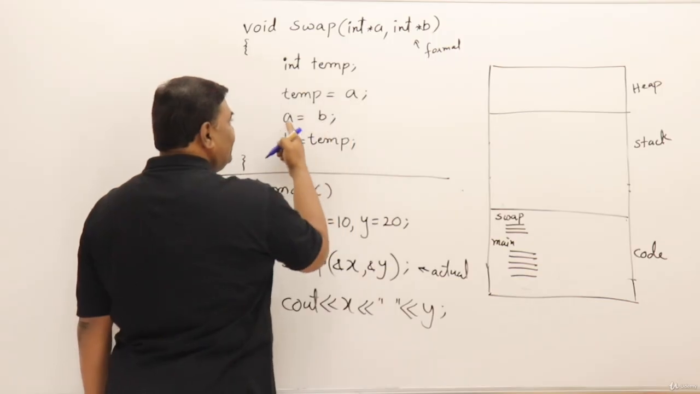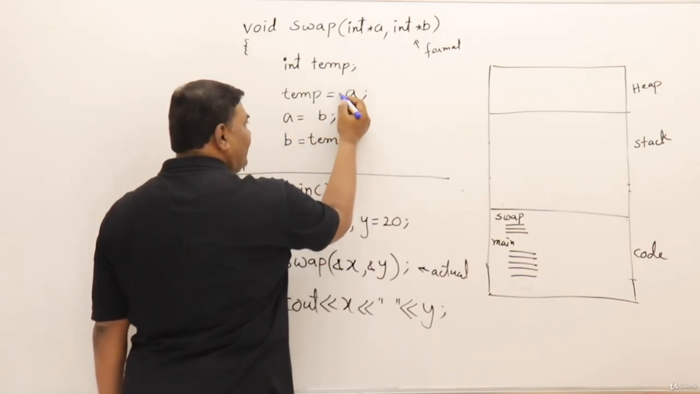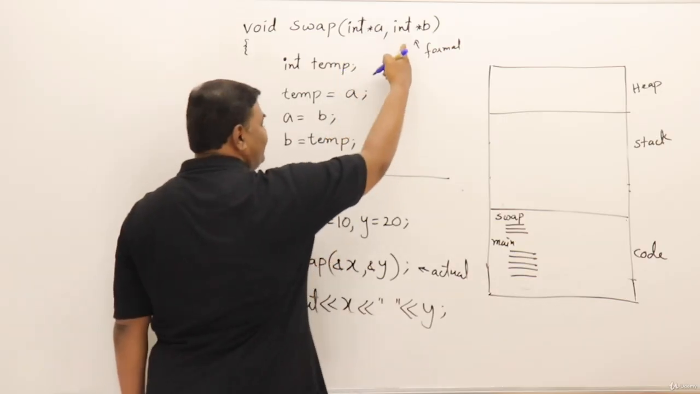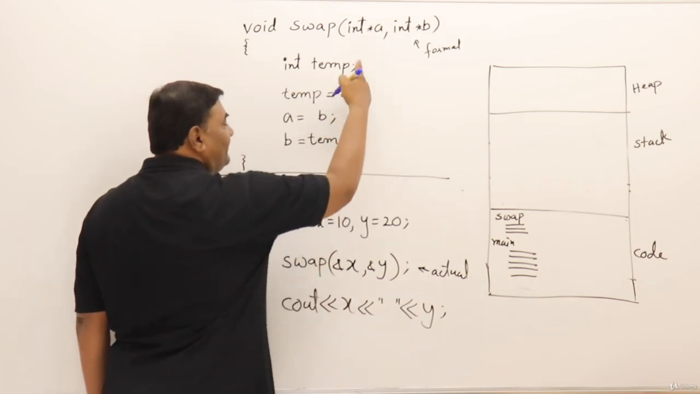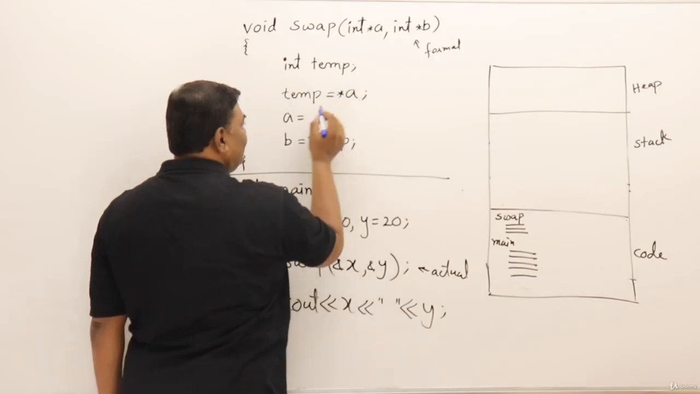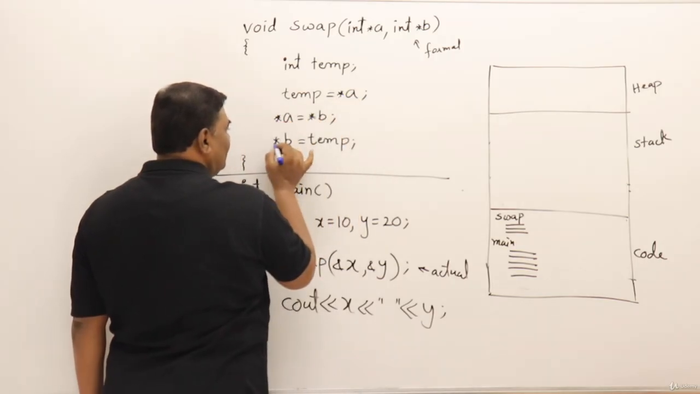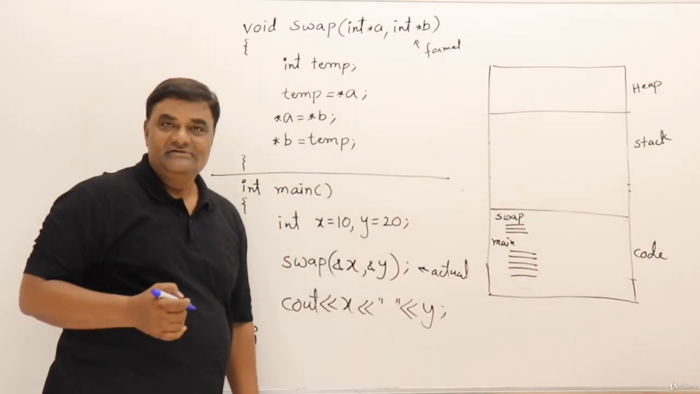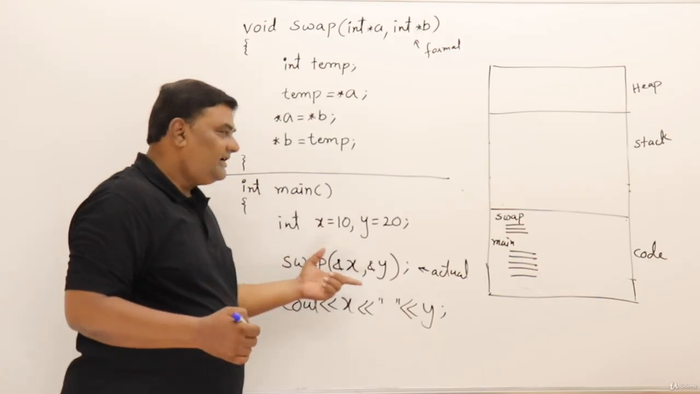Then inside this function, for swapping, I will not be swapping these addresses, but I will be swapping the data. So A is a pointer to X and B is a pointer to Y. So when I say A, it's the address of X. But when I say star A, it's the data of X. So I should write star A, that is, dereference the pointer. Now this code is for call by address. I have made changes so you can see how the changes are made. This is call by address.